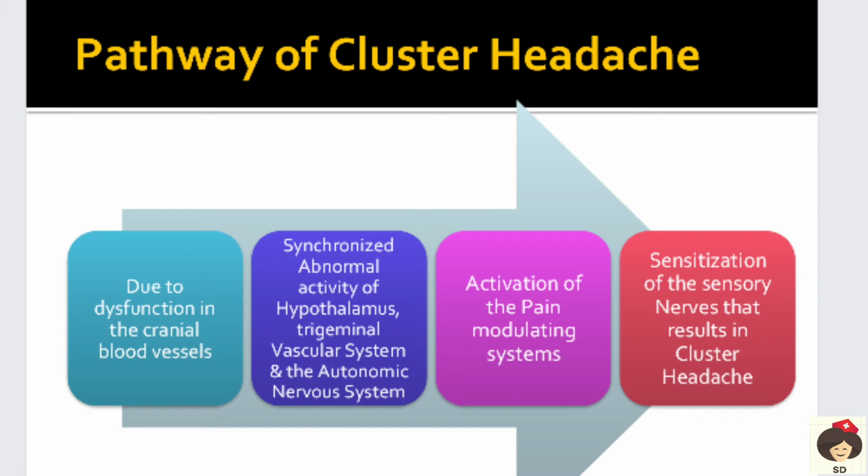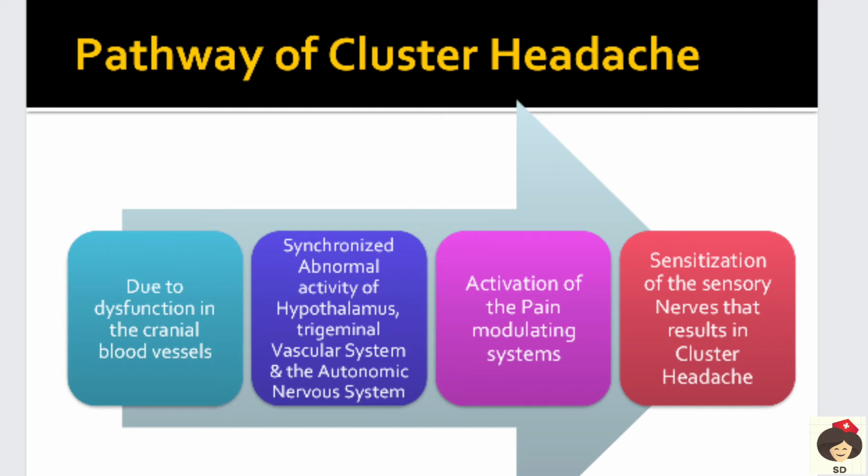These three systems: the hypothalamus, which is the major part of the brain that helps in the function of most of the activity in the body; the trigeminal vascular system, which is the blood vessels supplying the trigeminal nerve; and the autonomic nervous system, the sympathetic and parasympathetic nervous system that carry the impulses from the brain to the peripheral body, that is, the peripheral nervous system. These areas go into a synchronized abnormal activity.